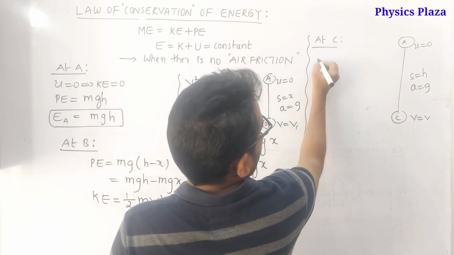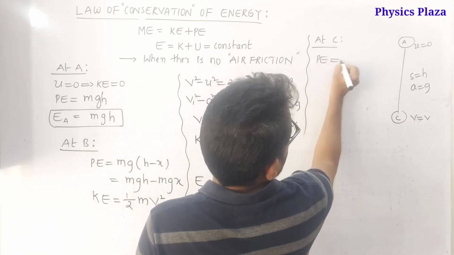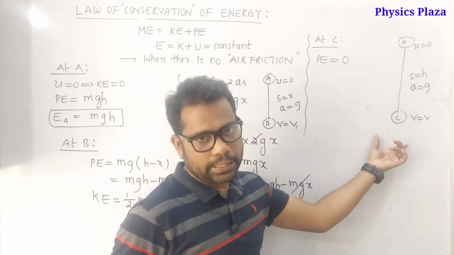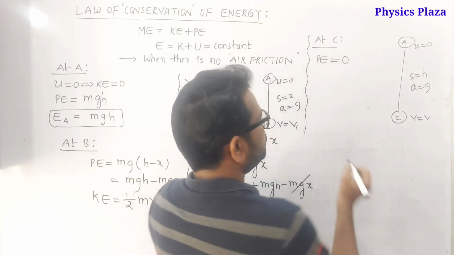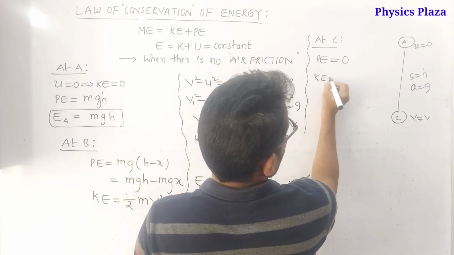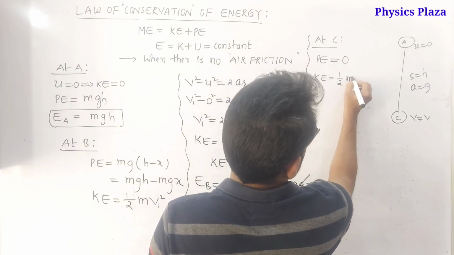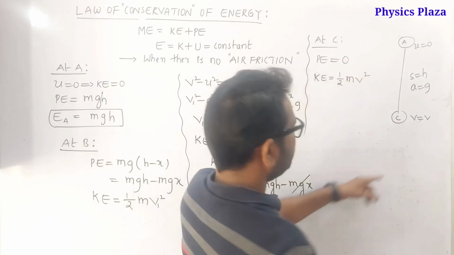Clear? Fine. So potential energy at point C will be 0, children. Why? Because the height is negligible. It's just about to touch the ground. So kinetic energy will be half mv squared. But here the V value is not known.